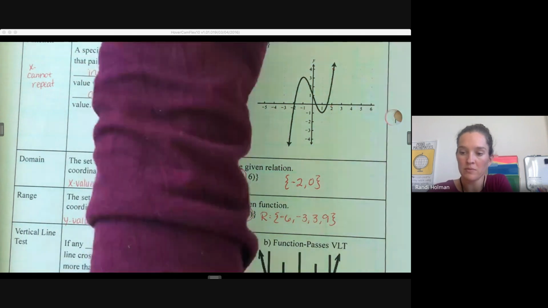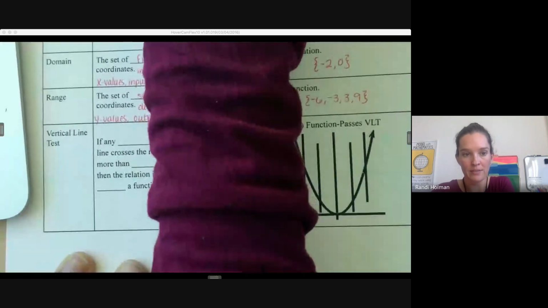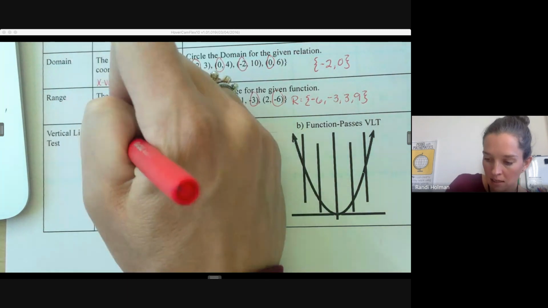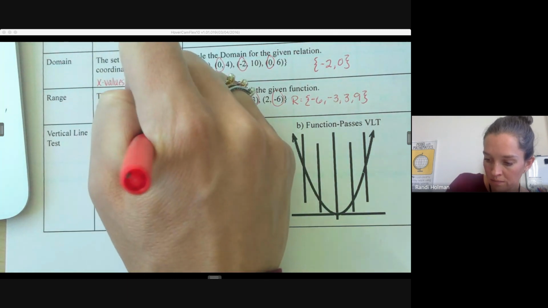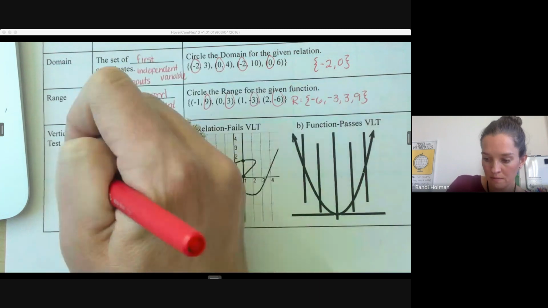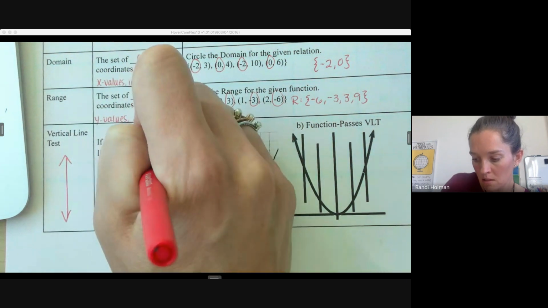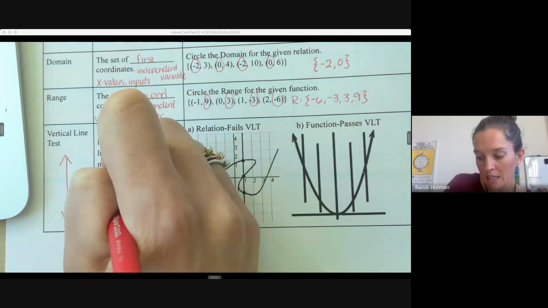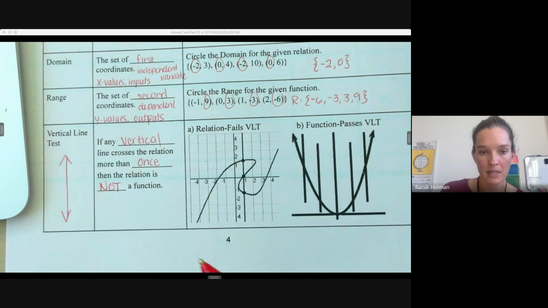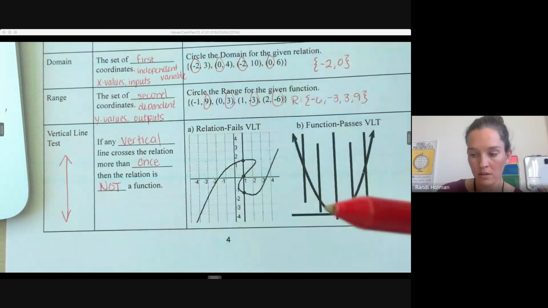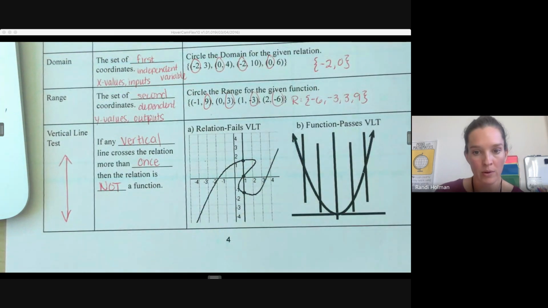Okay, so once we've talked about that, now let's go back to our graphs. If we're looking at a graph, the easiest way to tell something is a function is using the vertical line test. What the vertical line test says is that if any vertical line, vertical this way, crosses a relation more than once, the relation is not a function. Because really what we're doing is picking an x value, and it goes all along this value. Do I have more than one y value for that?